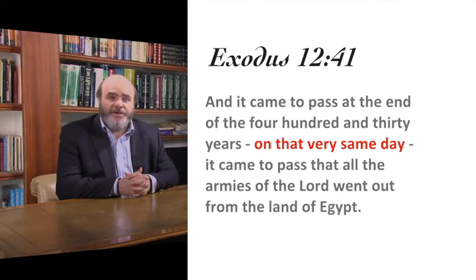Exodus 12:41 is an example of the Bible's precision, even to the very day. It says, "And it came to pass at the end of the 430 years, even the self-same day it came to pass, that all the hosts of the Lord went out from the land of Egypt." This shows that God's people kept accurate records of time, enabling them to make such a statement.